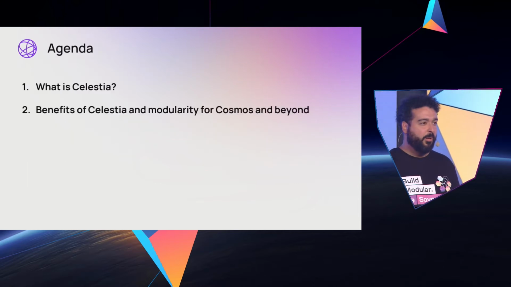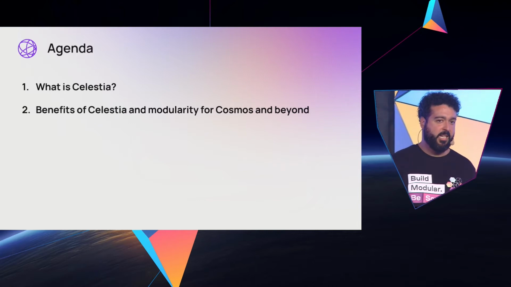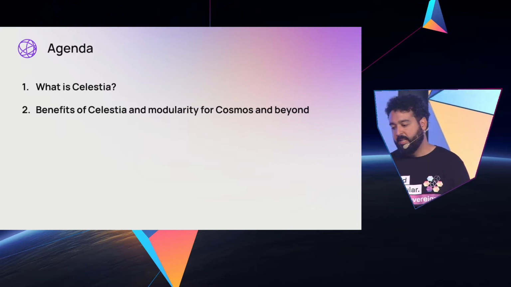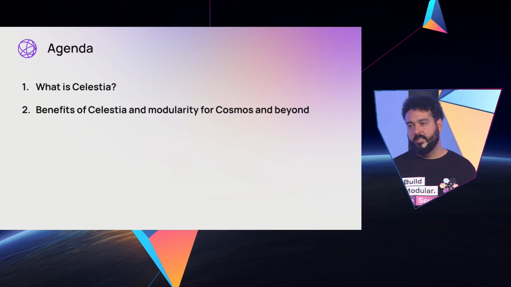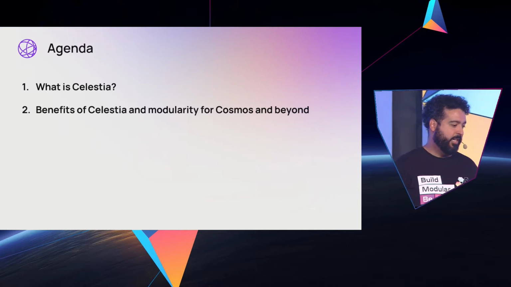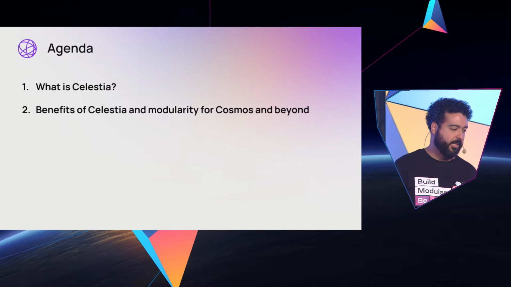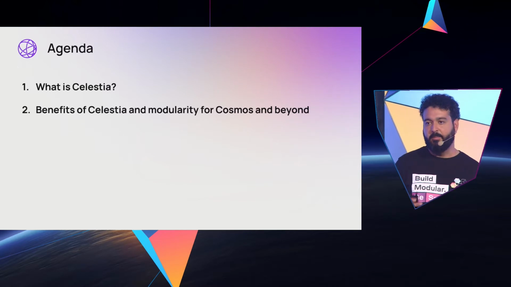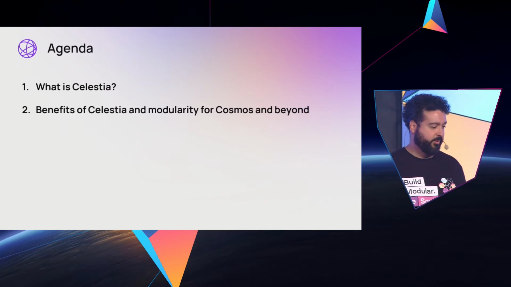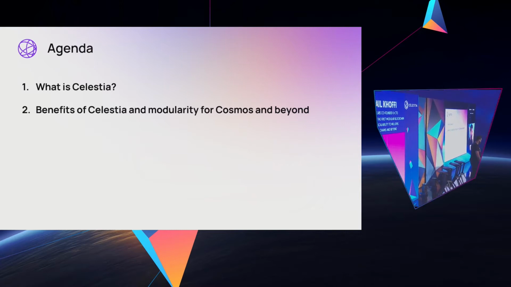So what I'm going to talk about is briefly an overview on Celestia, what it is, how it works roughly, and then what benefits it brings. And also, Celestia introduces a new paradigm. It's like the first modular blockchain. And so I'm going to talk about the benefits of Celestia and modularity in general, or modular blockchains in general.